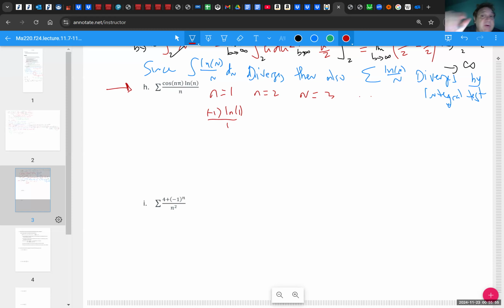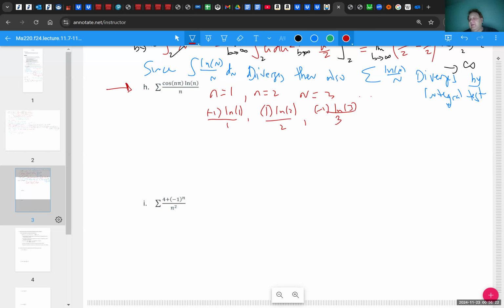You may remember seeing this in a previous video, but cosine n pi is one of those things that switches between +1 and -1. So this is going to be 1, and then it's going to be ln of 2 over 2. N equals 3, we have 1 pi, 2 pi, 3 pi. We're back to the -1 thing. So we have -1 ln of 3 over 3.